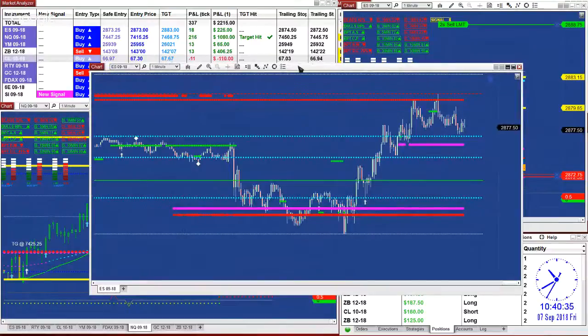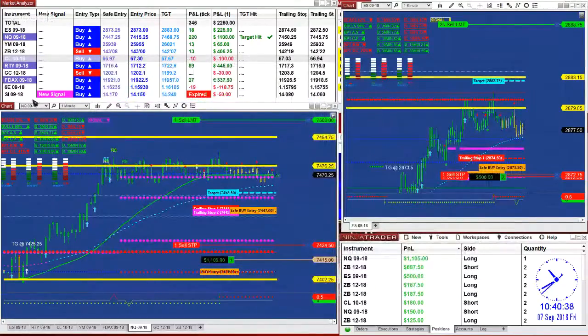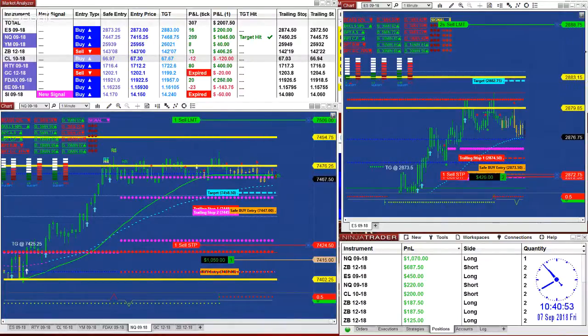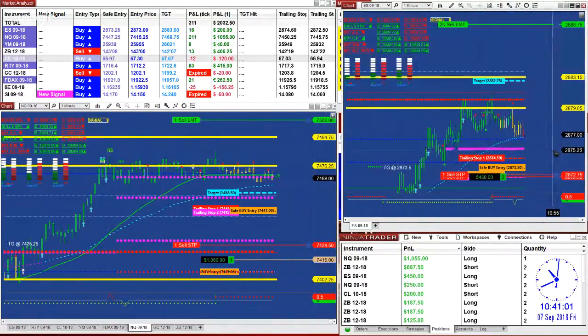We have a new signal on the silver. I don't trade the silver. Somebody has requested the silver. There is a new signal on the silver. It says buy, entry price 150, and then target is 14 to 40. I don't know. I never traded silver on Ninjatrader, so I cannot comment on that. It was a request by somebody following us on YouTube.